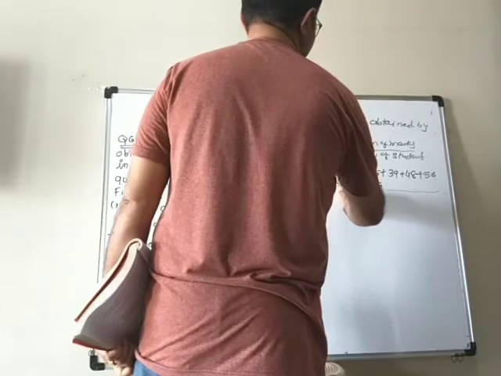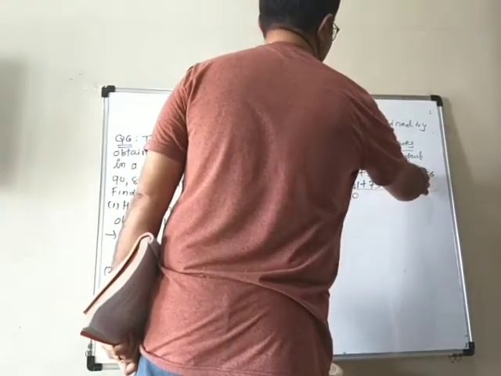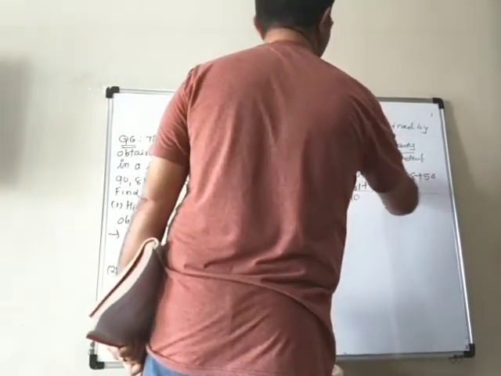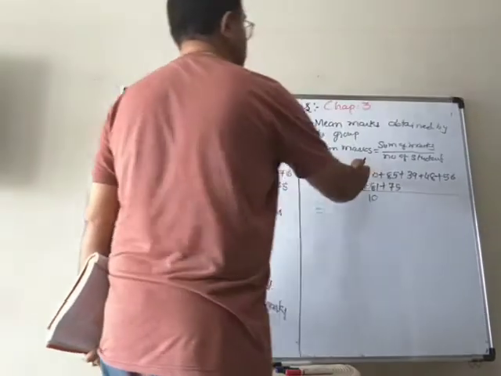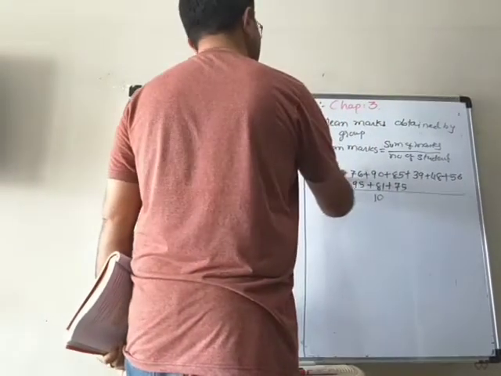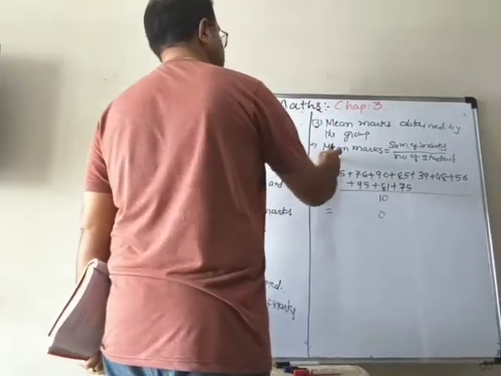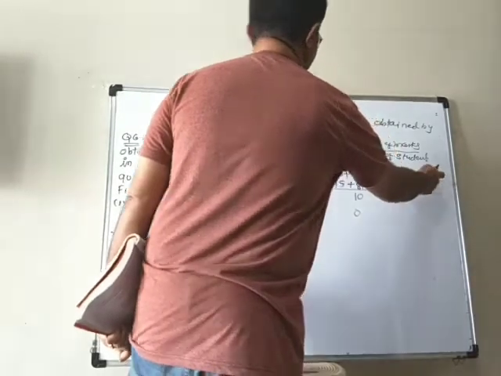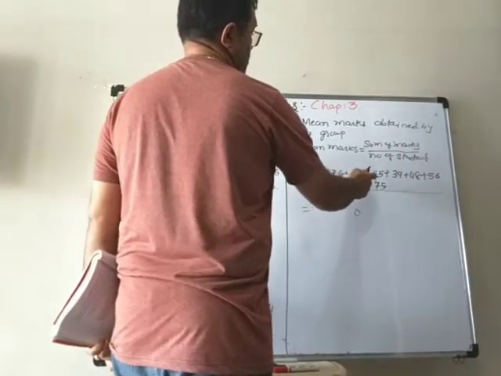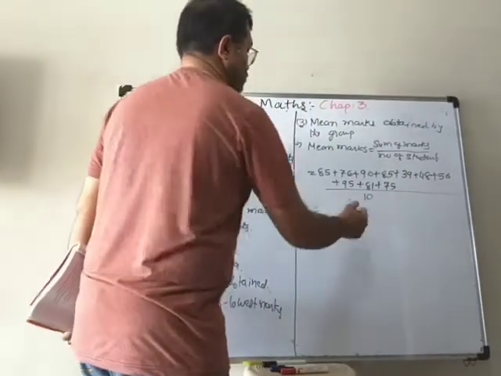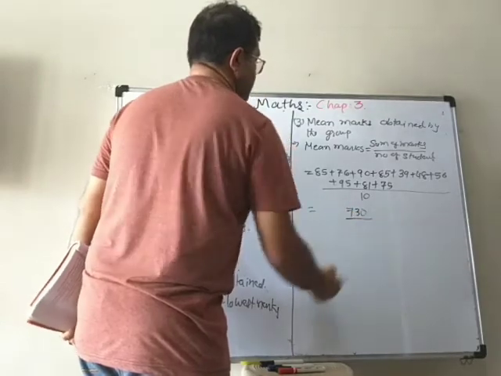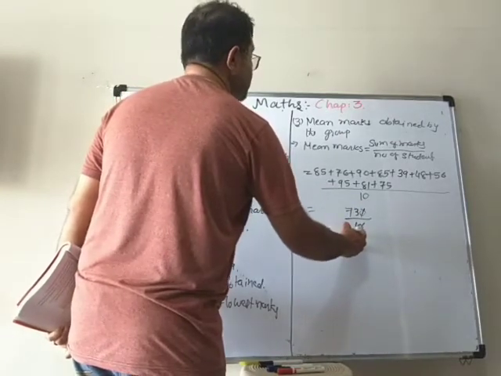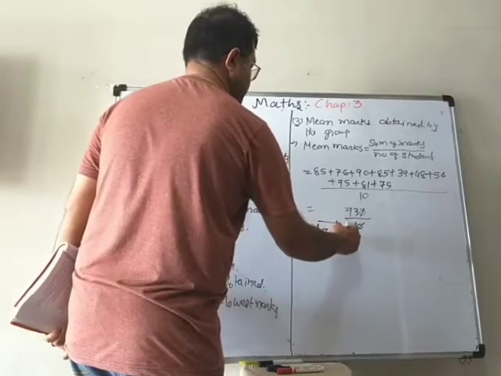6, 11, 17, 25, 34, 39, 45, 50, carry 5. 730 upon 10. So the mean marks are 73 marks.